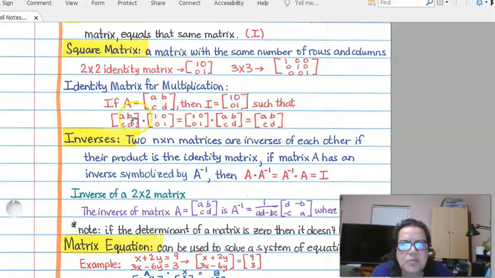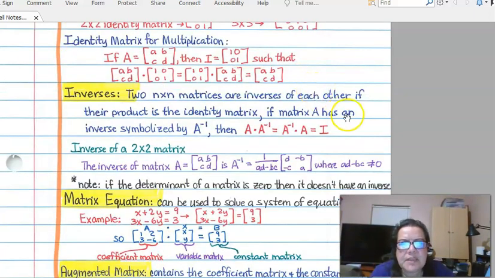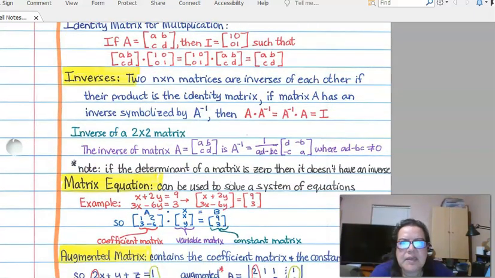So when you multiply these two together, you actually get the original matrix back. Therefore, this is the identity matrix for a 2 by 2. Of course, then this would be the one for a 3 by 3. Now, what is an inverse? An inverse matrix is two n by n matrices that are inverses, kind of opposites of each other, if their product is the identity matrix. So if you take any matrix A and you multiply it by its inverse, or take the inverse and multiply it by the original matrix, then you should get the identity matrix back.